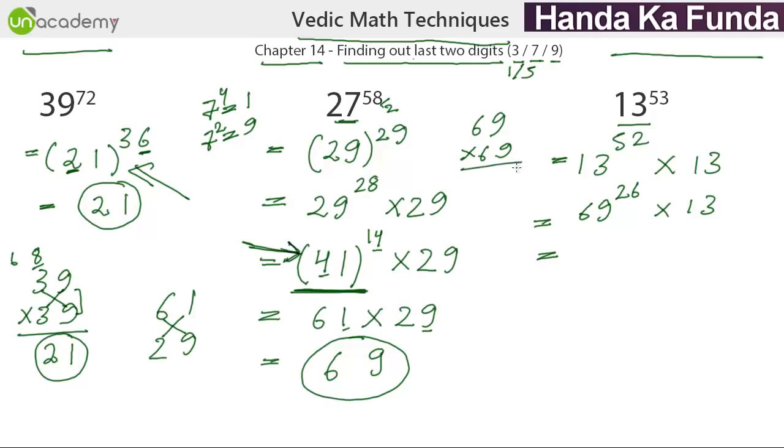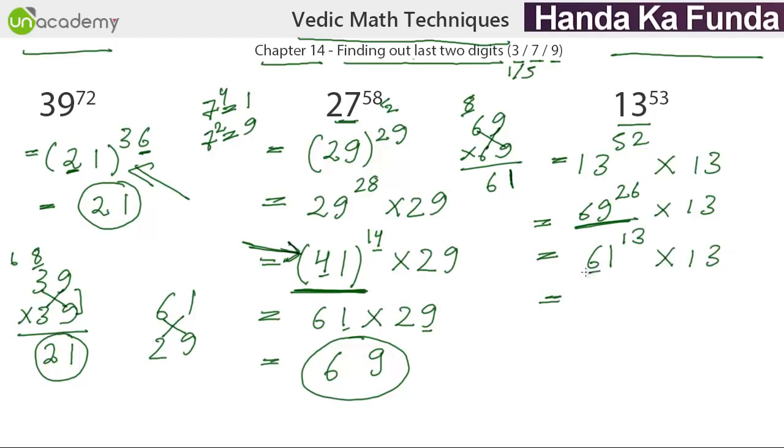69 into 69, 1, carry over 8. 6 into 9 is 54. 54 and 54 is 108. 108 and 8 is 116. I want just the last two digits. So 61 are the last two digits of this thing, and it becomes raised to the power of 13 because I have squared it. Into 13 again.